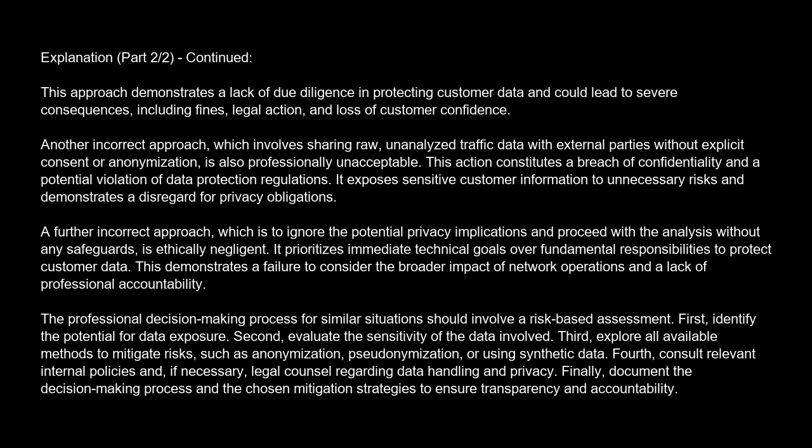The professional decision-making process for similar situations should involve a risk-based assessment. First, identify the potential for data exposure. Second, evaluate the sensitivity of the data involved. Third, explore all available methods to mitigate risks, such as anonymization, pseudonymization, or using synthetic data. Fourth, consult relevant internal policies and, if necessary, legal counsel regarding data handling and privacy. Finally, document the decision-making process and the chosen mitigation strategies to ensure transparency and accountability.